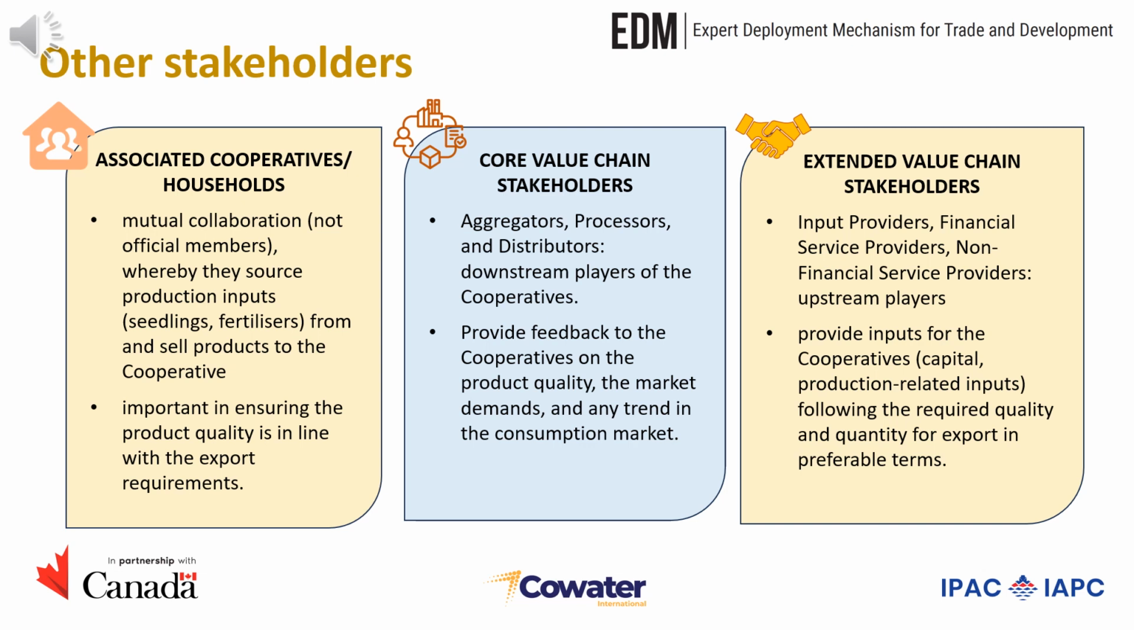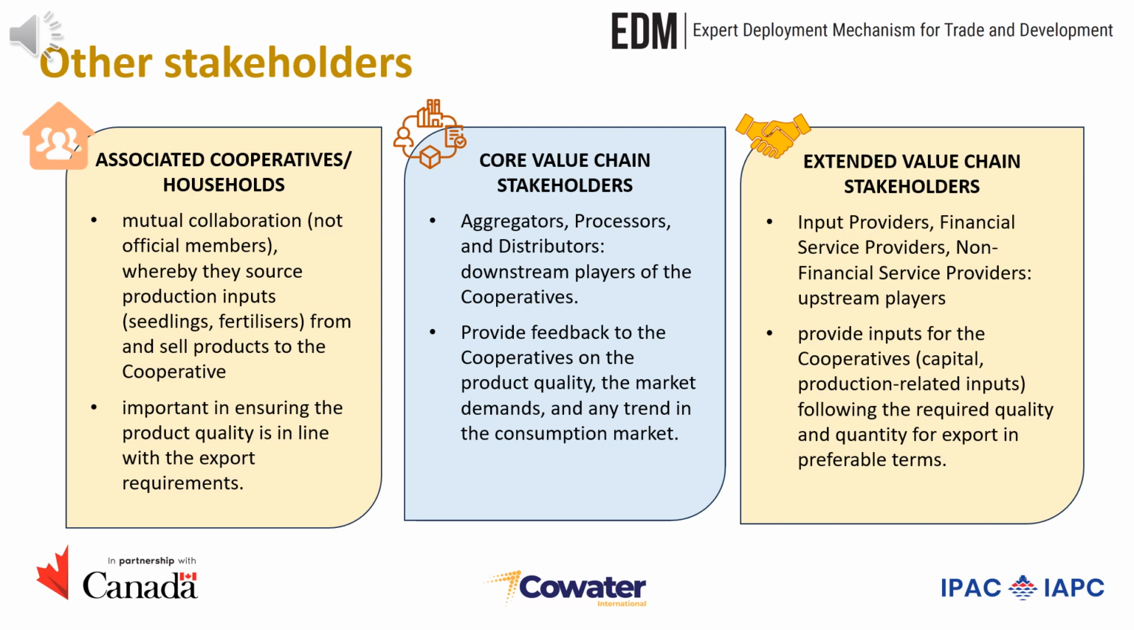The second subgroup covers the core value chain stakeholders, including the aggregators, processors, and distributors. Aggregators, processors, and distributors are the downstream players of the cooperatives. In many cases, the cooperatives also play the role of aggregators for its members and associated households. With the established relationship, they can provide feedback to the cooperatives on the product quality, the market demands, and any trend in the consumption market.